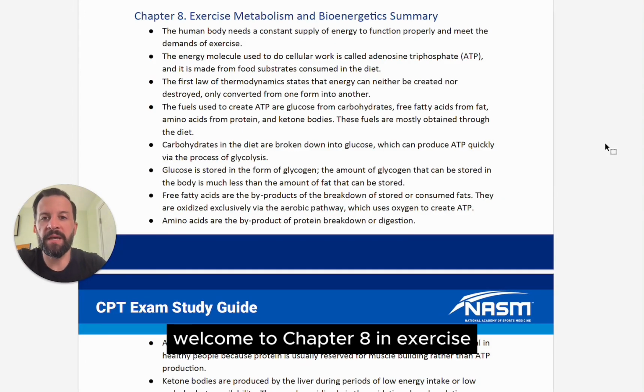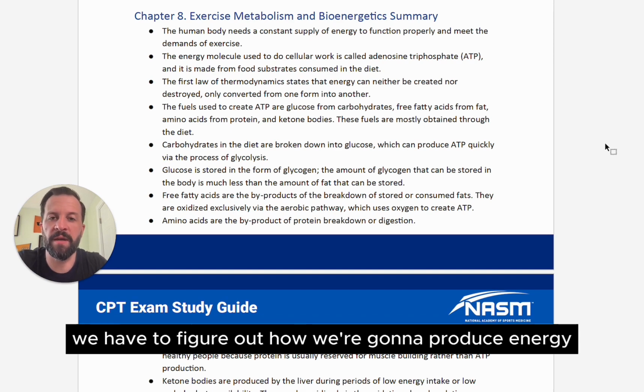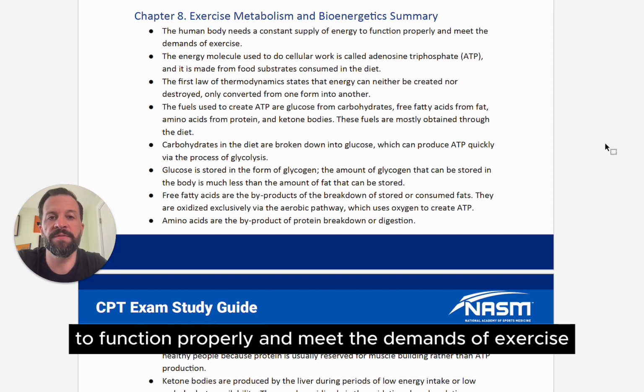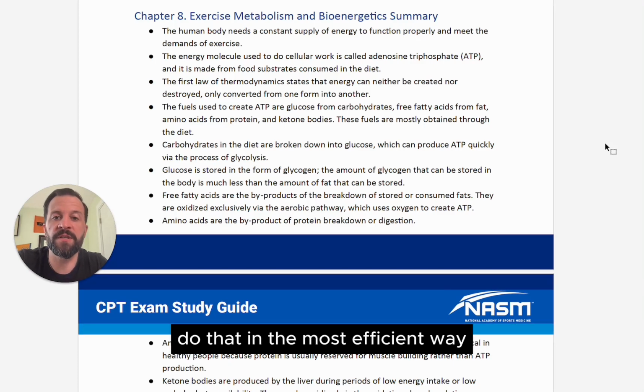Welcome to Chapter 8 in Exercise Metabolism and Bioenergetics. All right, so we have to figure out how we're going to produce energy and utilize it best. The human body needs a constant supply of energy to function properly and meet the demands of exercise. And there are a few different ways that we're going to do that in the most efficient way, but we'll talk through those.